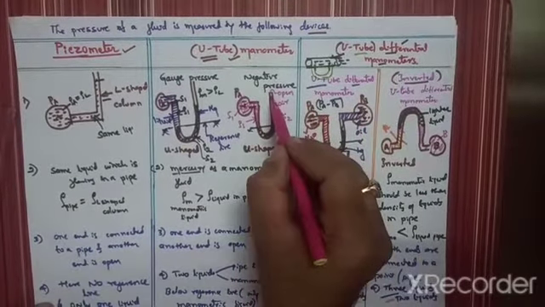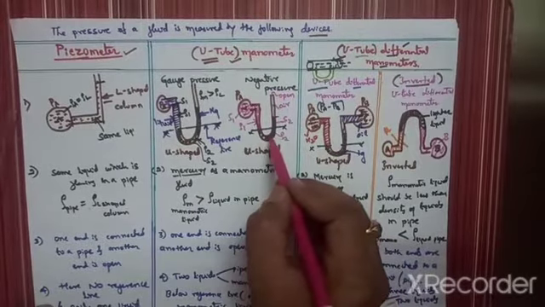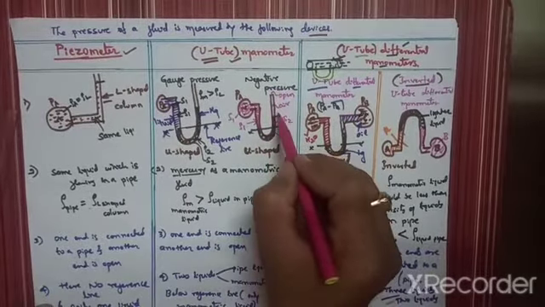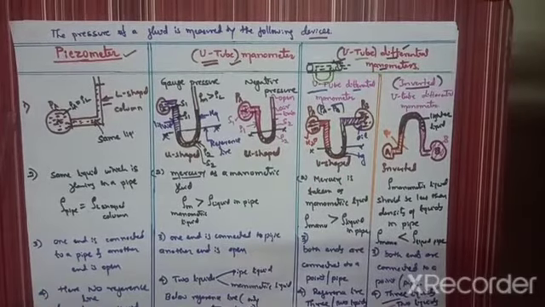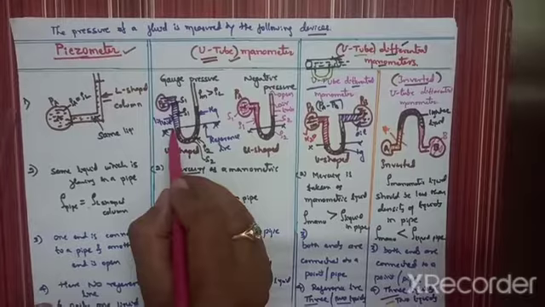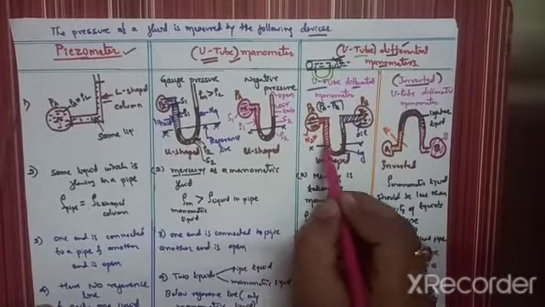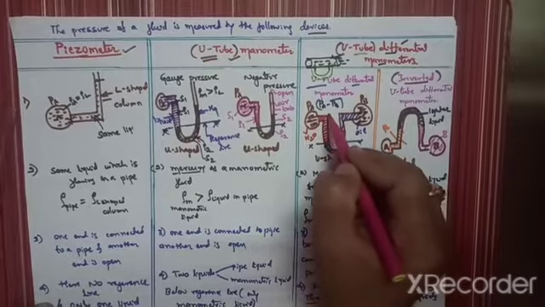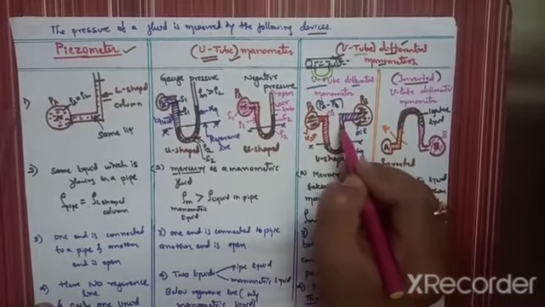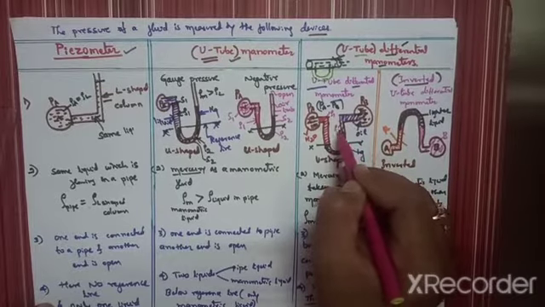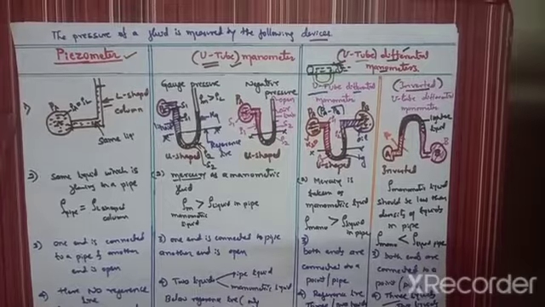This right side limb, we will call it the right column or right limb. The left side we will call the left limb or left column. And similarly, the density of liquid A in pipe A is rho 1. Here the density of liquid B in pipe B is rho 2. The manometric fluid is rho 3.